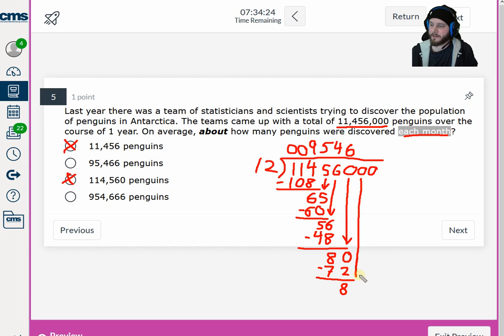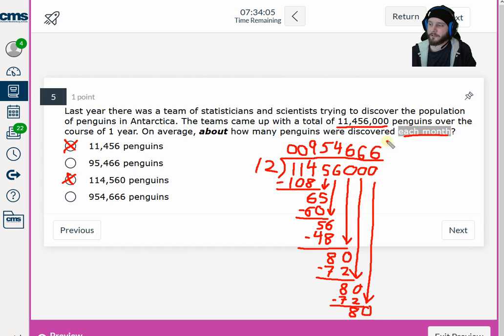Carry down this 0. 12 goes into 80, 6 times. Gives me 72. I'm running out of space quickly. Gives me an 8. Carry down my 0, and this is the last number. 12 goes into 80 one last time, 6 times.